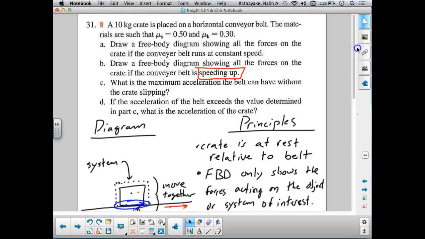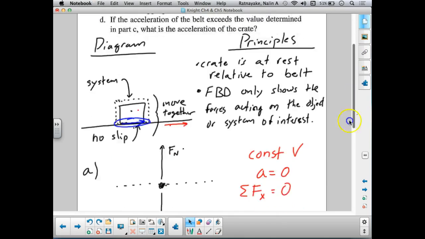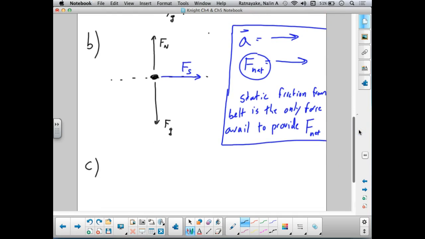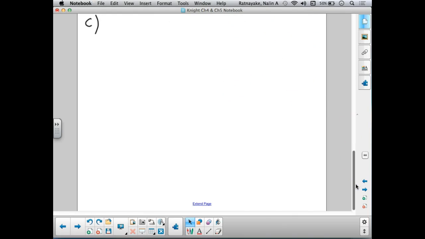What is the maximum acceleration the belt can have without the crate slipping? So now, if we want to look at maximum acceleration, we don't want the crate to slip. That means that this frictional force right here can be no larger than the maximum static frictional force on the object. We know from studying friction that the maximum static friction on an object that it can achieve is equal to the coefficient of static friction times the normal force.